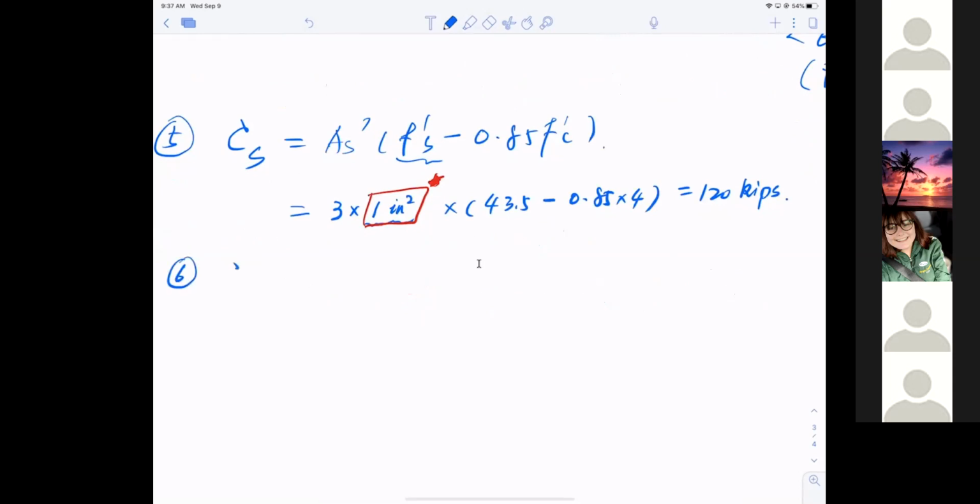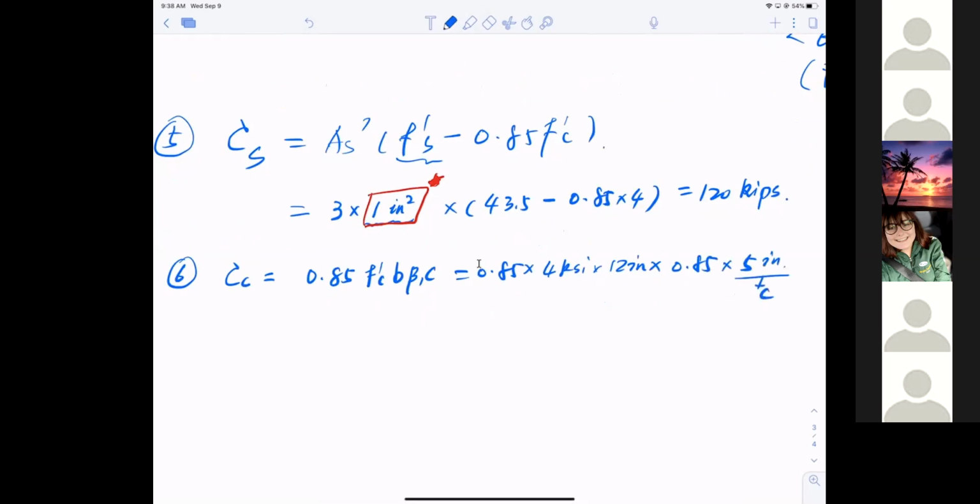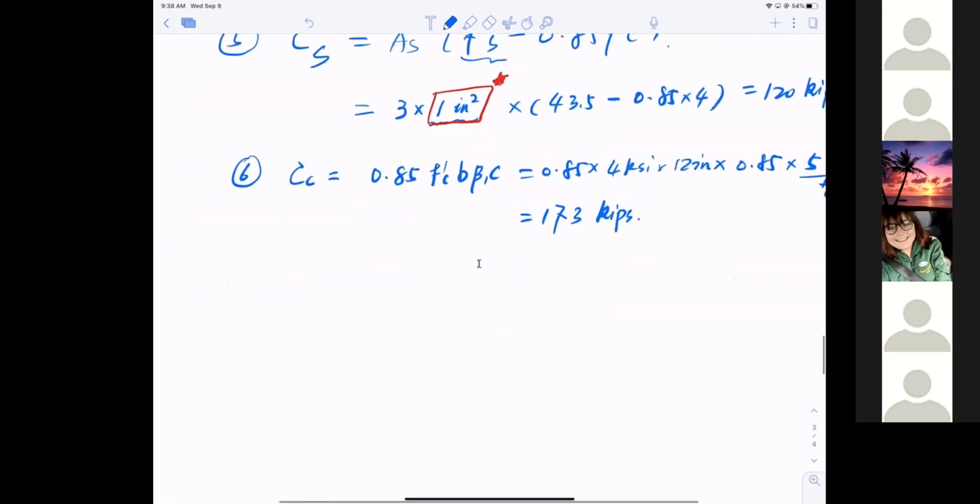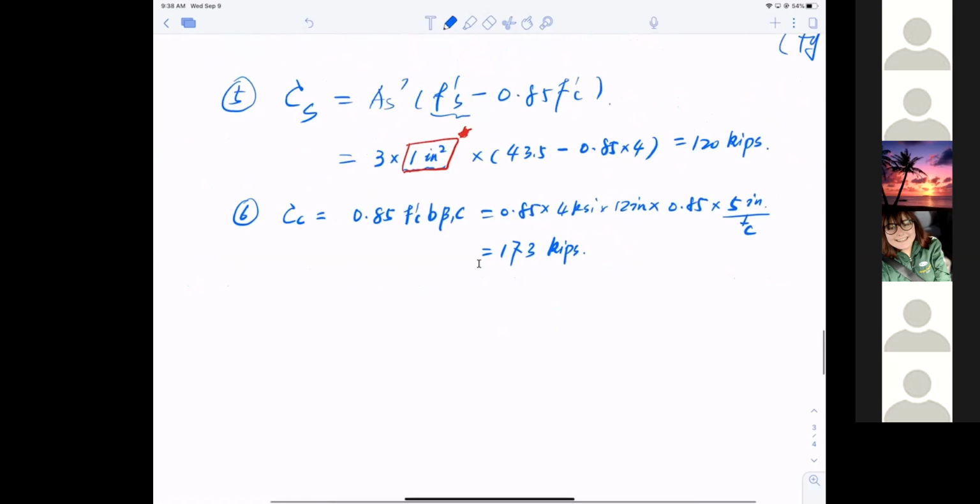Now from the concrete, Cc equals 0.85 f'c b β1 c. So 0.85 f'c is 4 KSI, and 12 inch of width, that is b, multiplied by 0.85, and multiplied by 5 inch, that's the compressive zone c I selected, don't forget. So this will come up to be 173 kips. Now I have total compression.